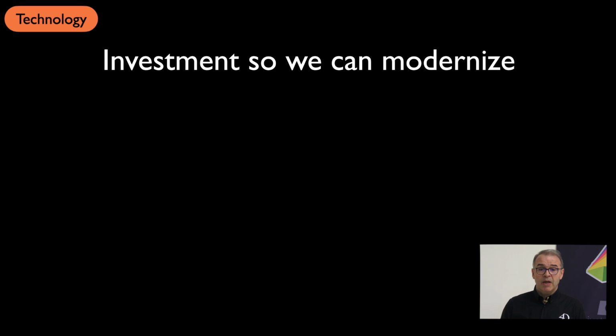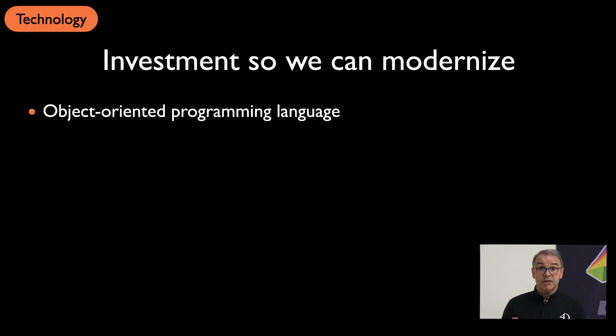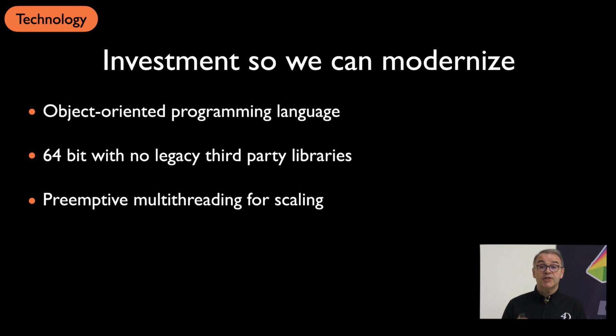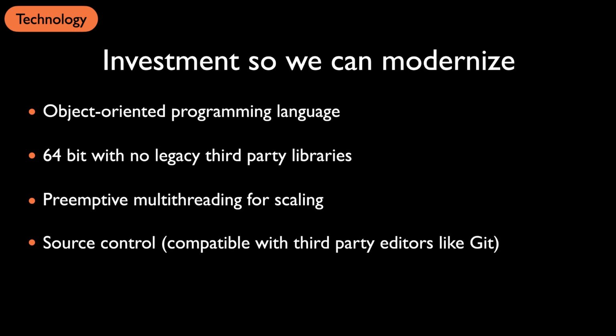Modernization is ongoing, and the object programming language is a pillar of this evolution. ORDA, which was introduced at the previous summit in 2018, is one example. But 64-bit with no legacy third-party libraries, preemptive multi-threading for scalability, and source control for a collaborative development environment are all very important steps as well. And the new part of this modernization is shown by our founder, Laurent Ribardière, in his session.